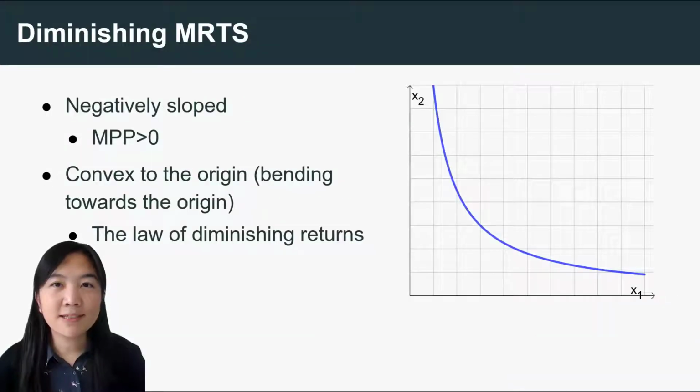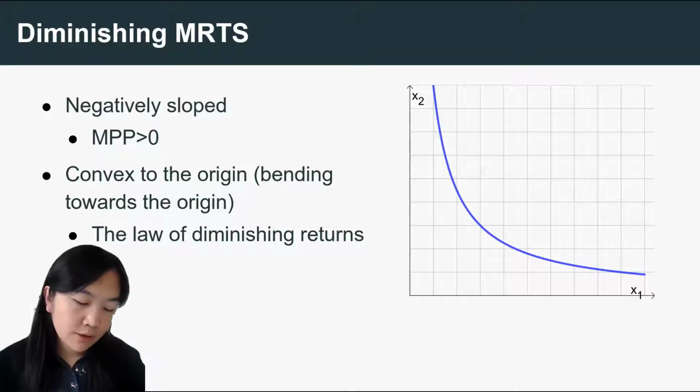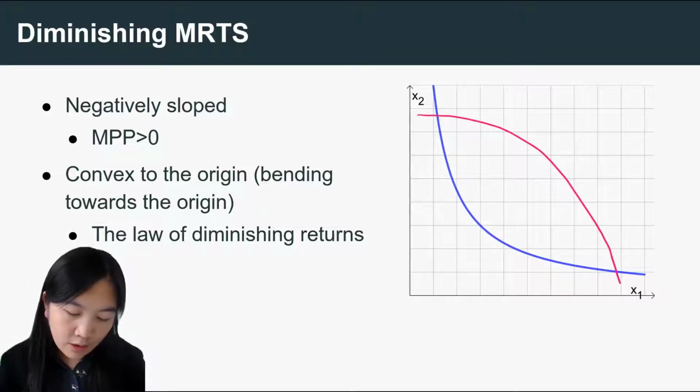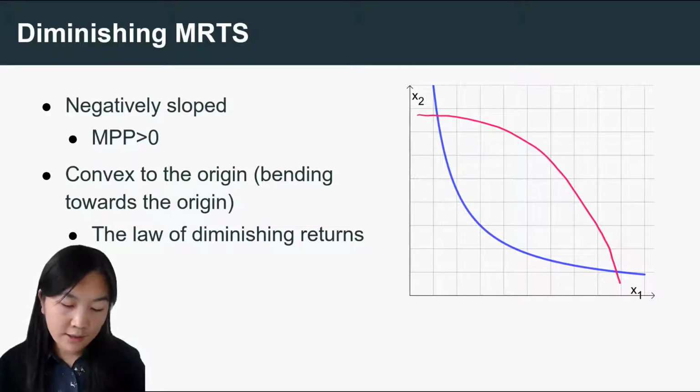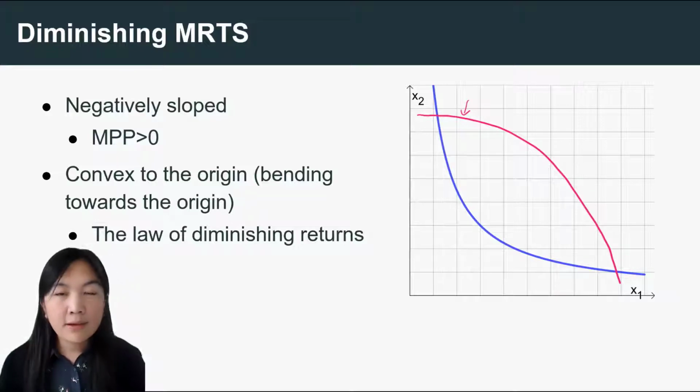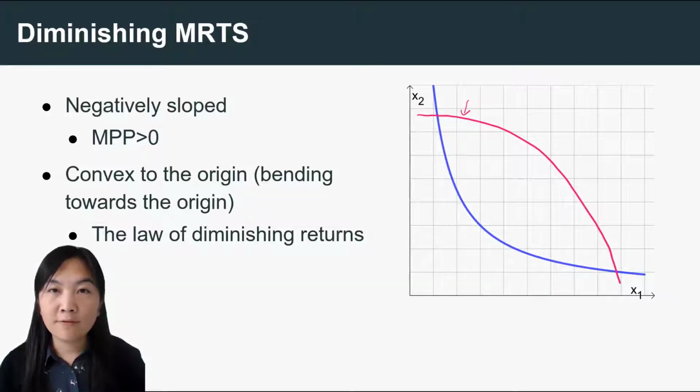Last lecture, we mentioned that an isoquant should be both negatively sloped and convex to the origin to exhibit the diminishing marginal rate of technical substitution property. And I want to explain a little more about what happens if the isoquant is not convex to the origin. For example, if it's concave to the origin, which is the shape here, then we will not have diminishing MRTS.